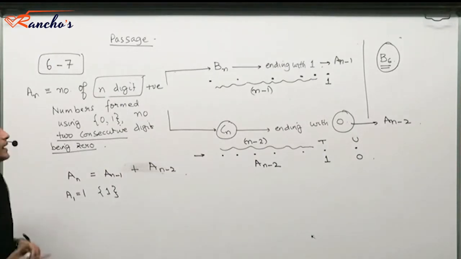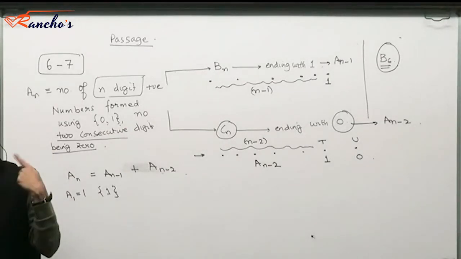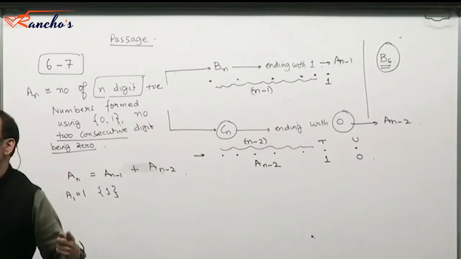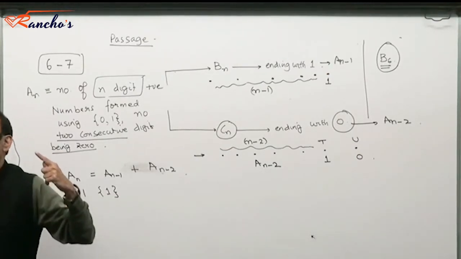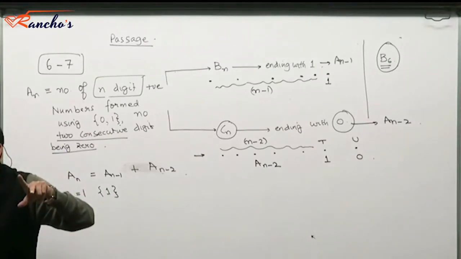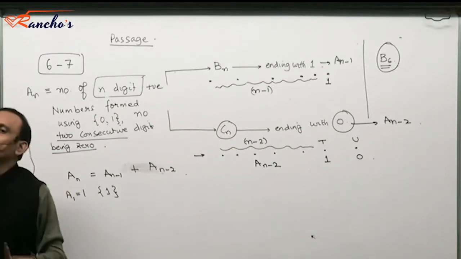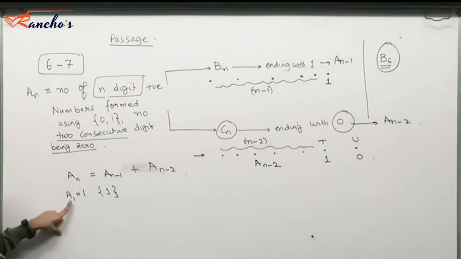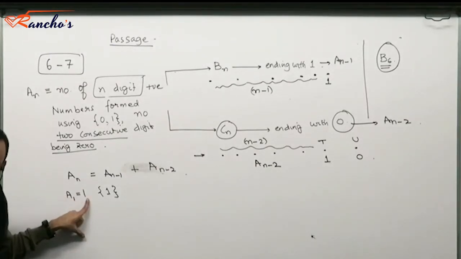I'll repeat now. What is An? An is the count of those n-digit positive numbers. N-digit, that means it has to be greater than 0. Count of n-digit positive numbers in which no two zeros are consecutive, and which are formed only out of zeros and ones. So if I take n equal to 1, I want a one-digit positive integer using 0 and 1. What's the only possibility? 1. So A1, the count for n equal to 1, is 1.